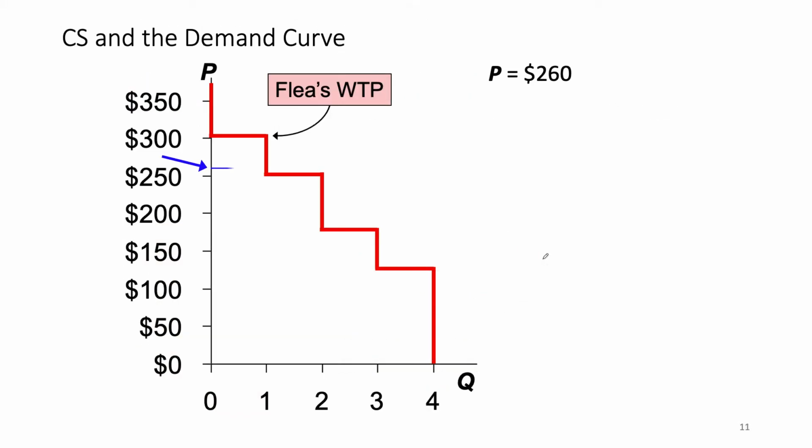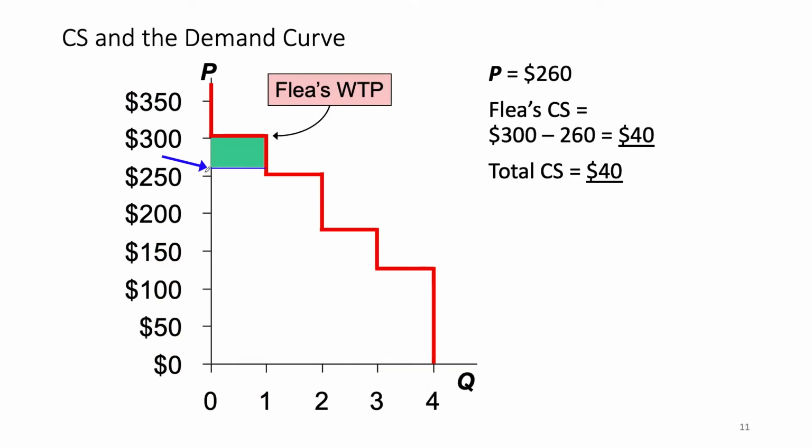Okay, and if you want to look at it on a graph, this is 260. This is where the market price is. The blue line essentially tells me where the market price is set. The price is 260. Suppose Flea's willingness to pay is 300. The difference here is 40, and he's willing to buy one unit at this price level of $260. So the area of this rectangle, length times breadth, 40 times 1, tells me that total consumer surplus is $40.